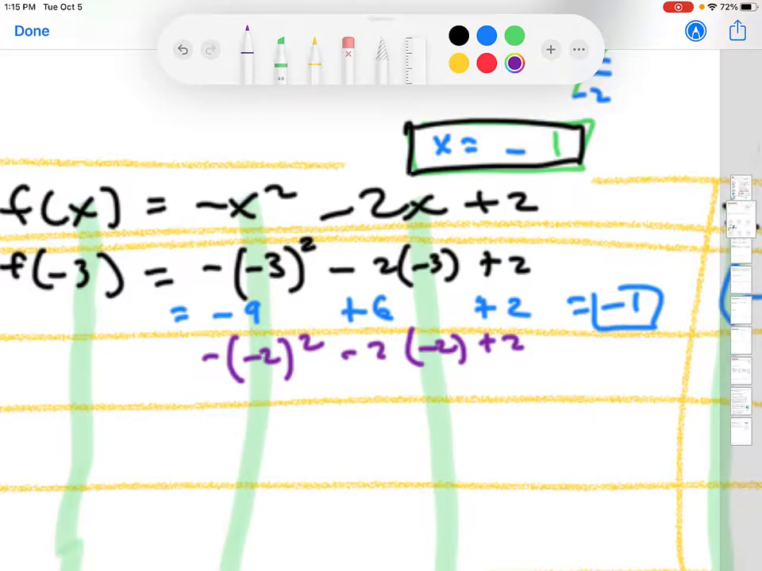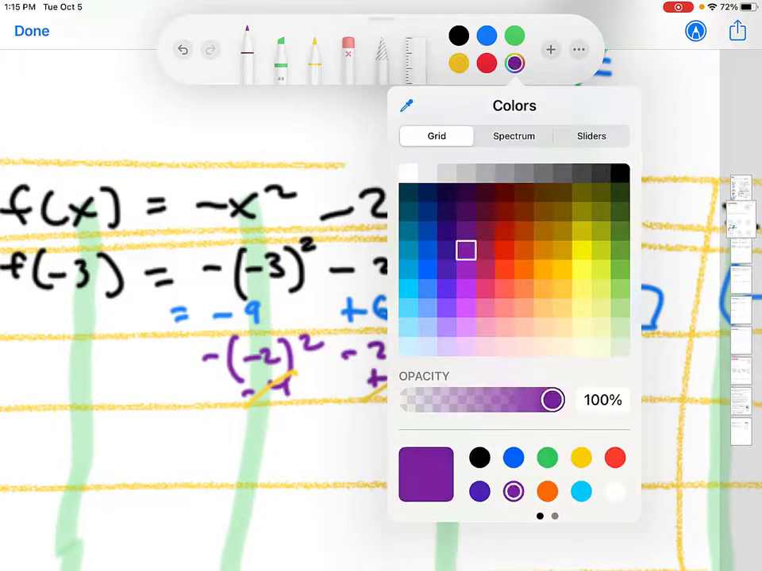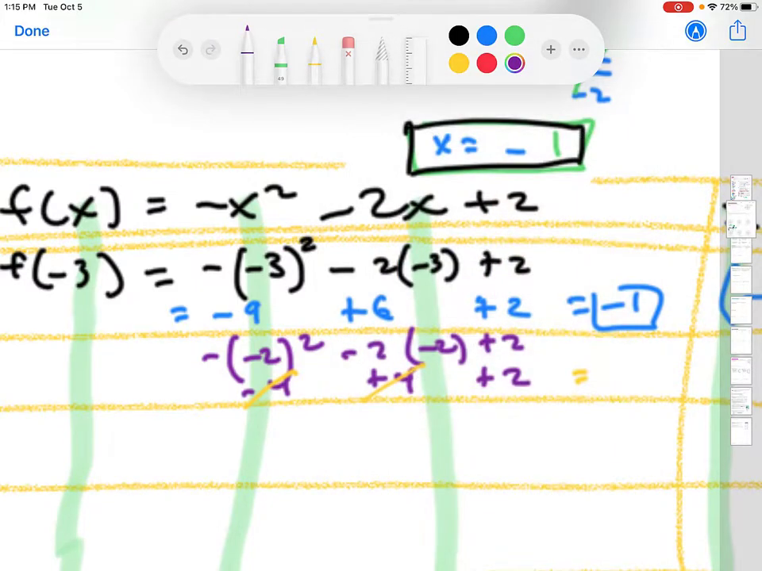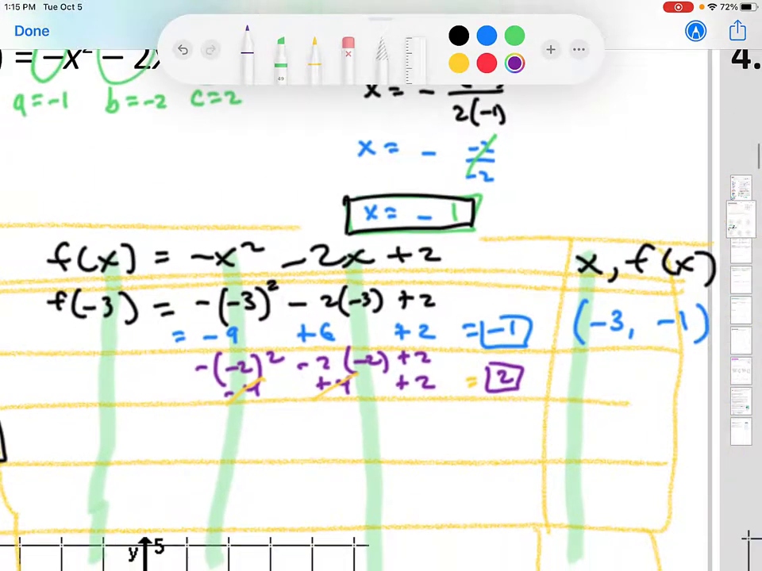Negative 2 squared is 4, and the opposite of 4 is negative 4. Negative 2 times negative 2 is positive 4, plus 2. Negative 4 and positive 4 make 0, so you're just left with 2. So my ordered pair is negative 2, 2.